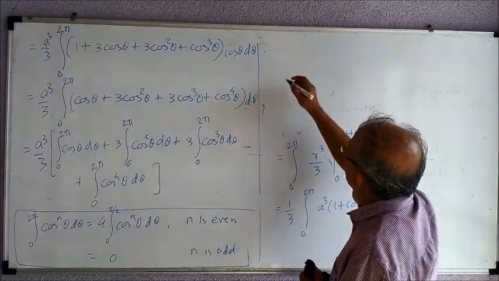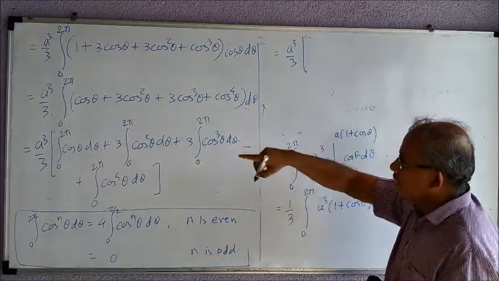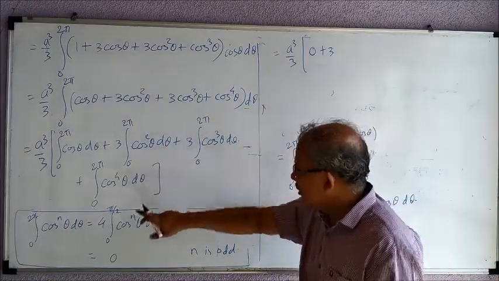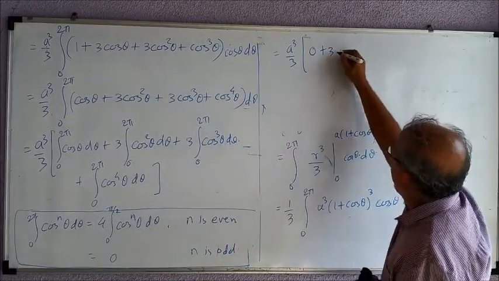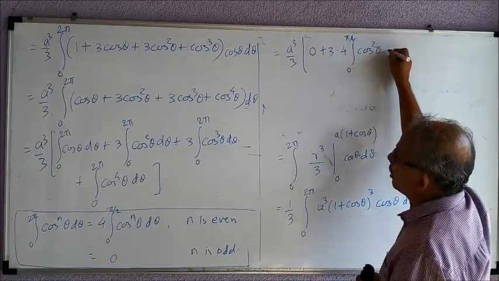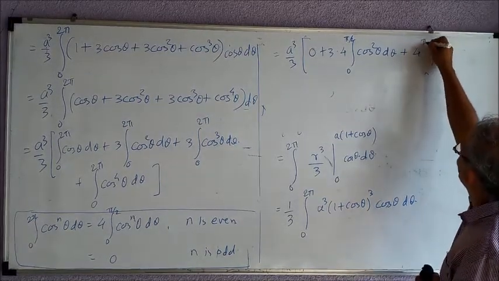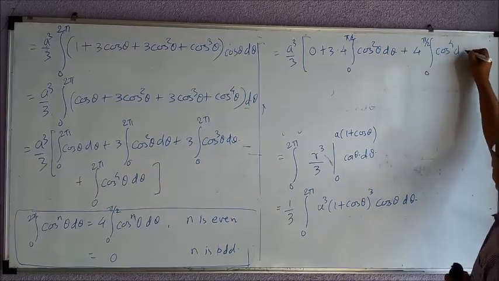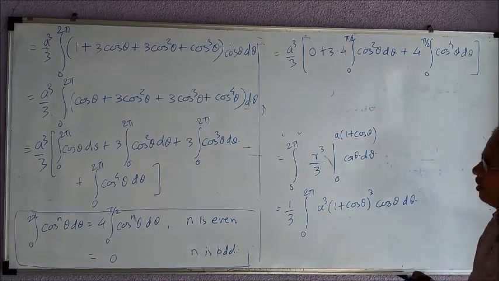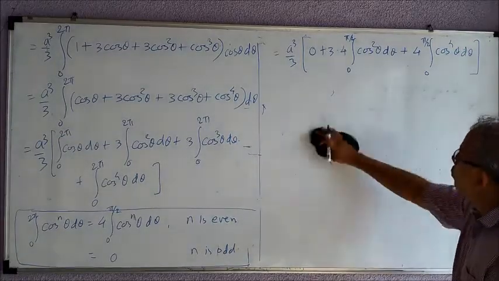This is further equal to a cube by 3 outside into brackets. Now this first one is 0, plus 3 times. Now how will we solve this? So it is 4 times integral 0 to pi by 2 cos square theta d theta, plus 4 times integral 0 to pi by 2 cos raised to 4 theta d theta. In between, the two integrations will be 0. Now let us open this.